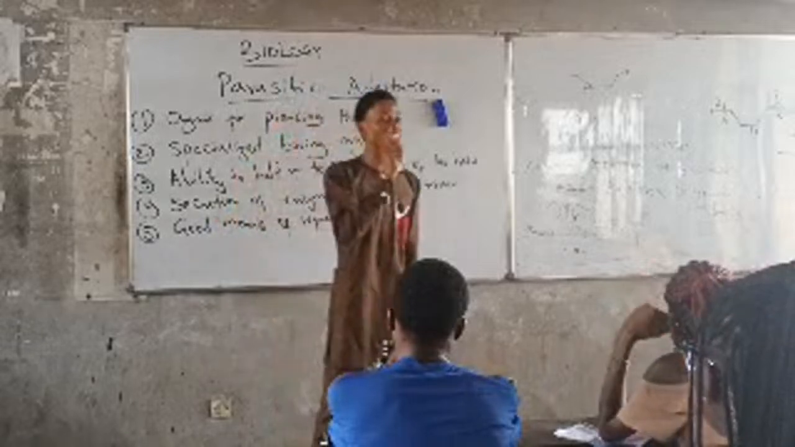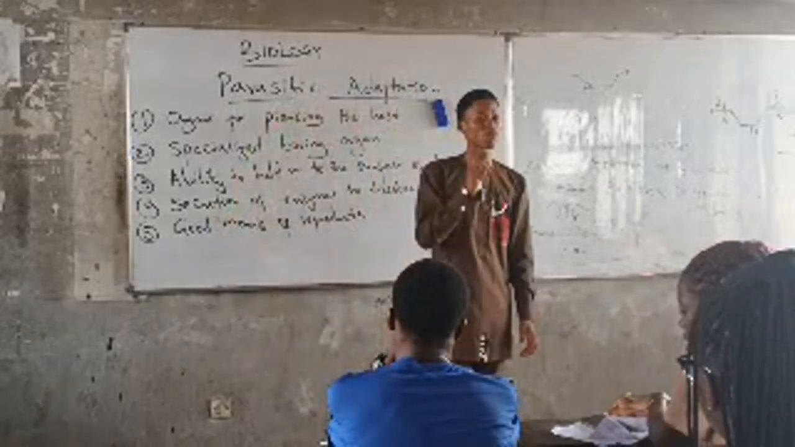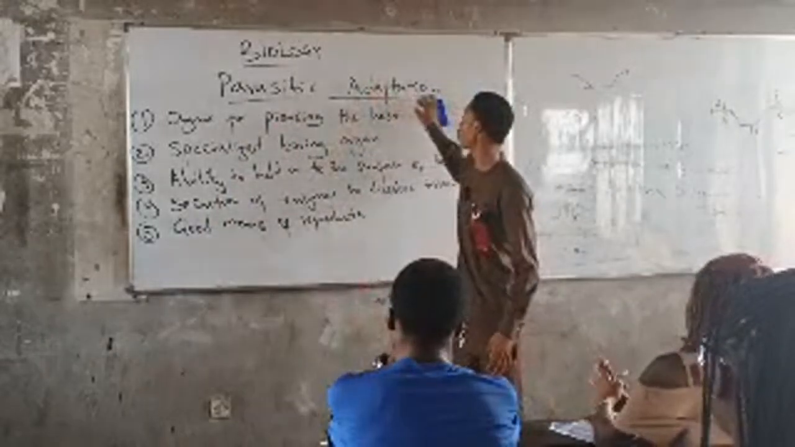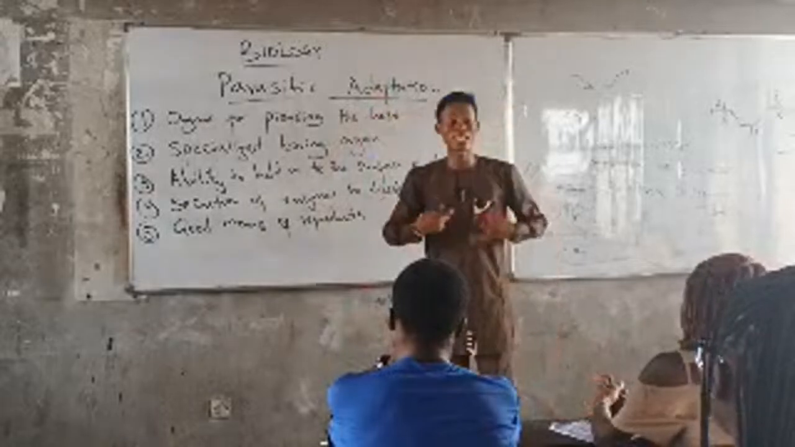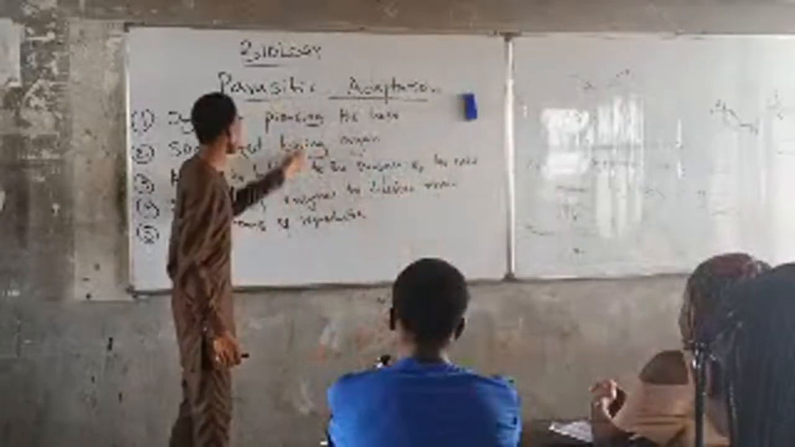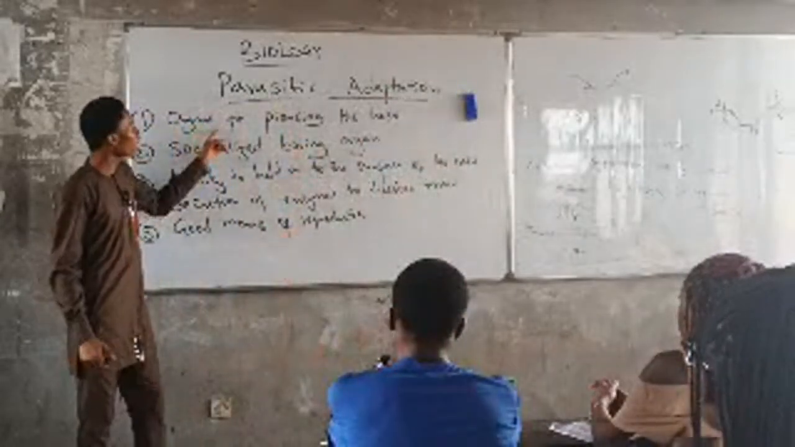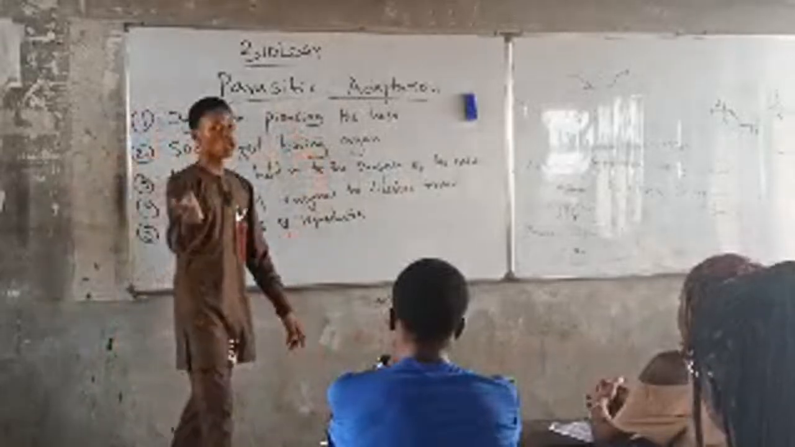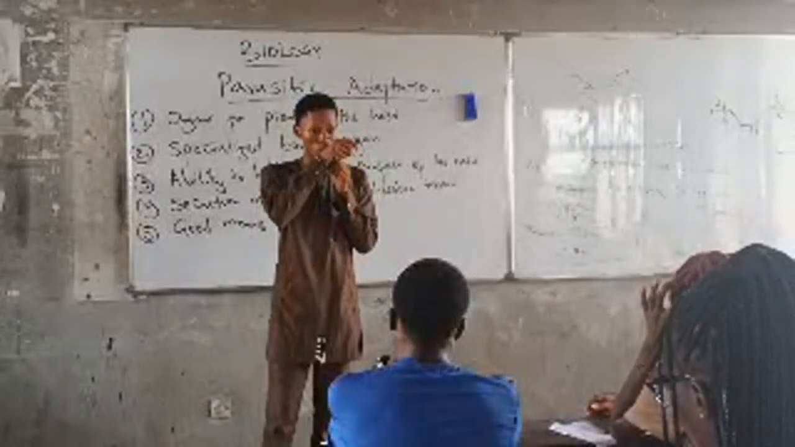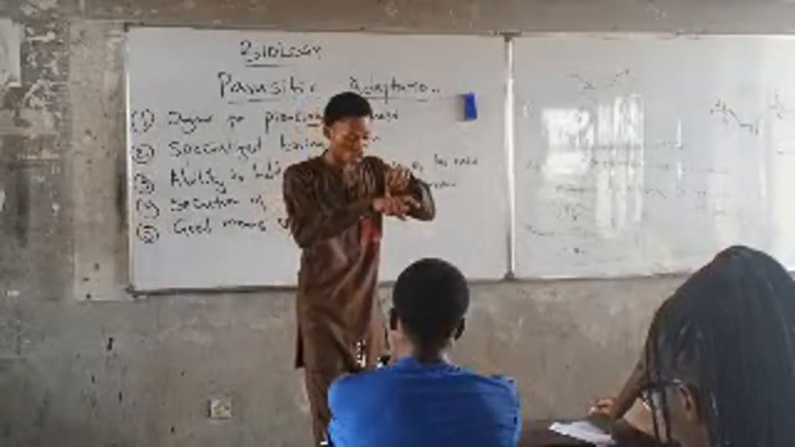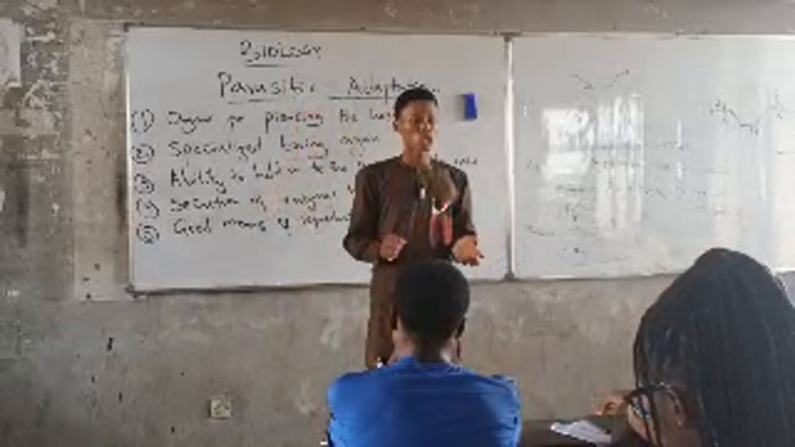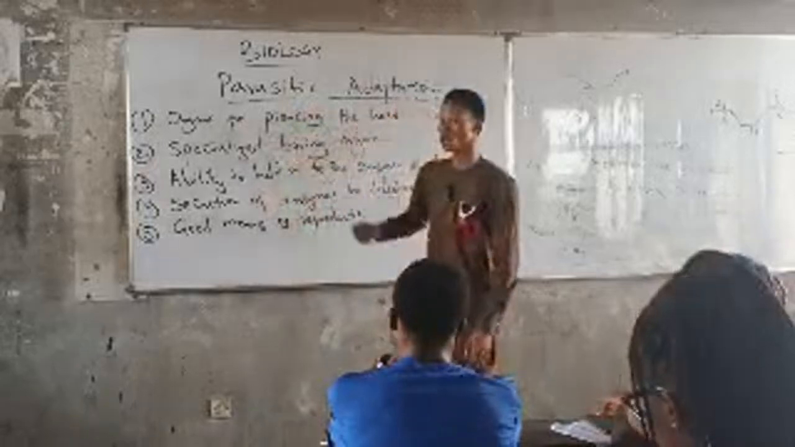Now, if that parasite lacks certain features, it cannot survive inside you. So, parasites need some features for them to be able to adapt to the host body. Now, these are some of the adaptive features. One, organs of piercing the host. Look at the mosquito. If the mosquito does not have something that will pierce you, can the Plasmodium penetrate? No, right? So they must have organs of piercing the host body.